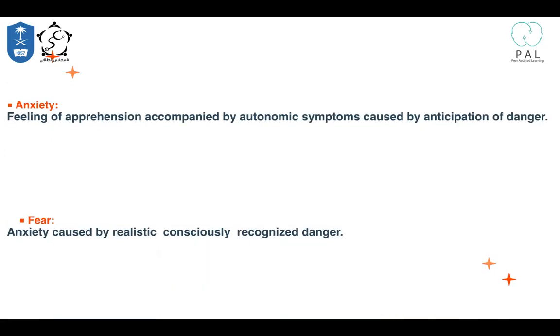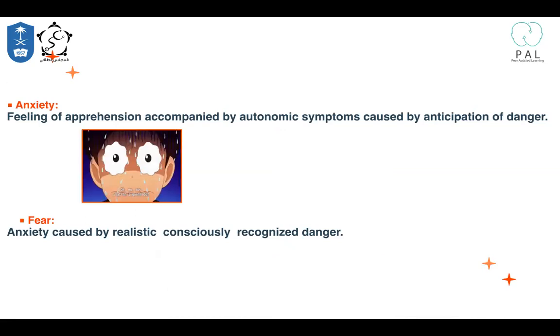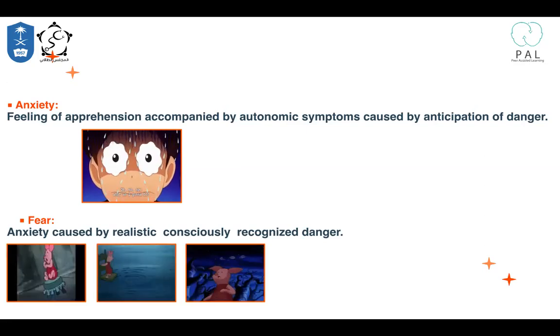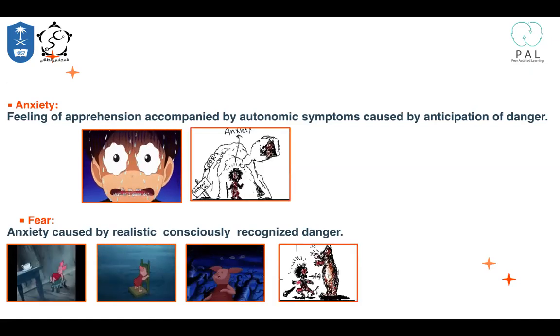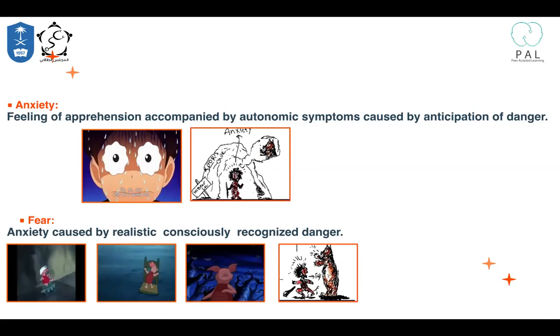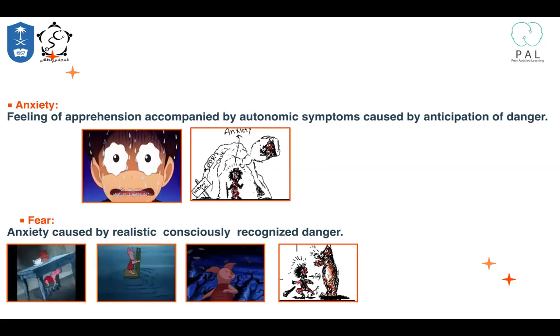Okay, we go to anxiety. Anxiety is a feeling of apprehension accompanied by autonomic symptoms caused by anticipation of danger. Autonomic symptoms can include, for example, sweating, tachycardia, tachypnea, palpitation. And we have fear, which is anxiety caused by a realistic, consciously recognized danger. So the difference between anxiety and fear is that in anxiety you anticipate the presence of danger, while in fear the danger is present, so you are responding to it.